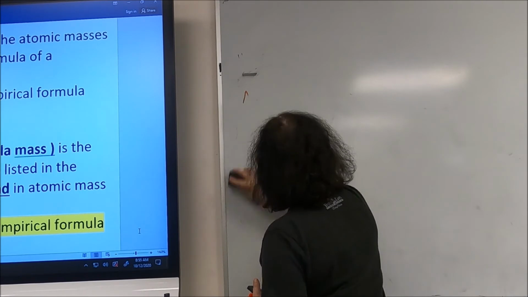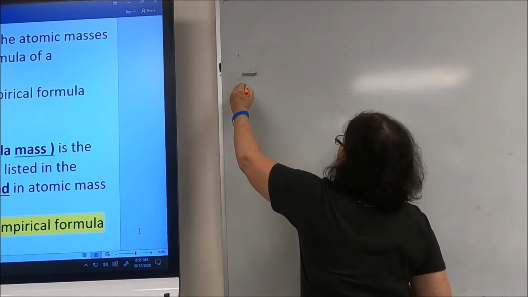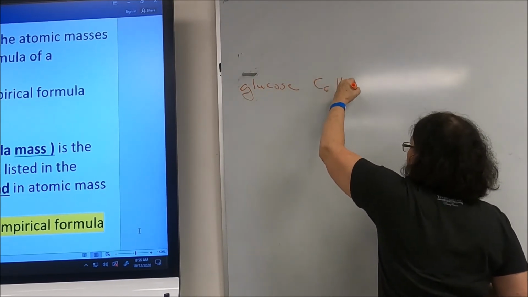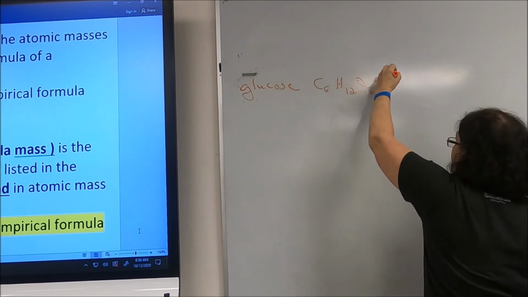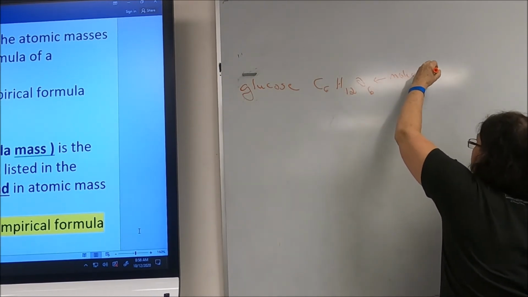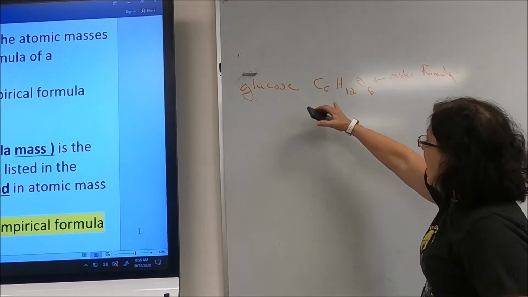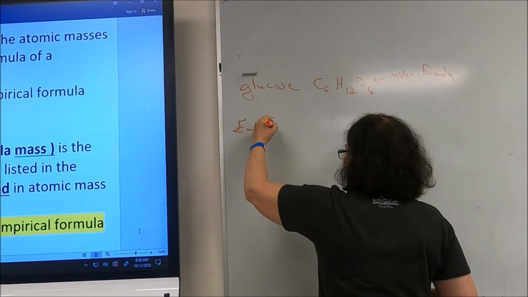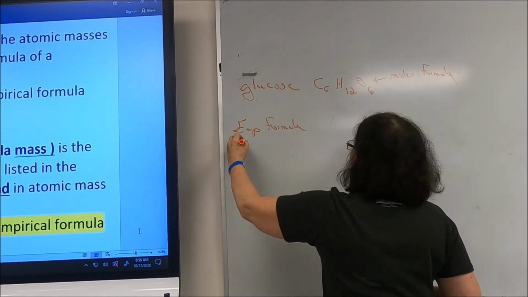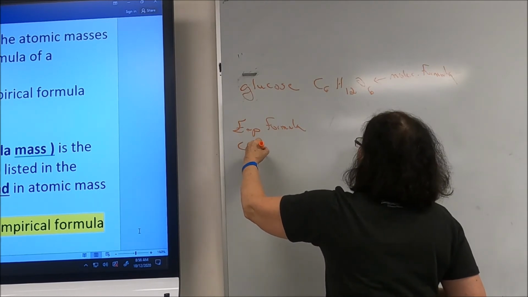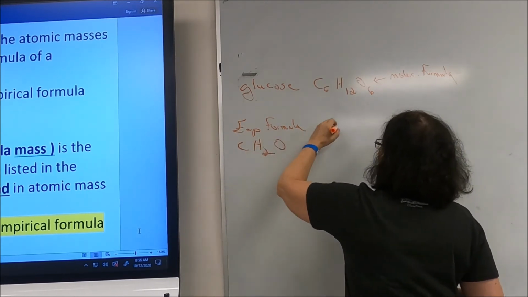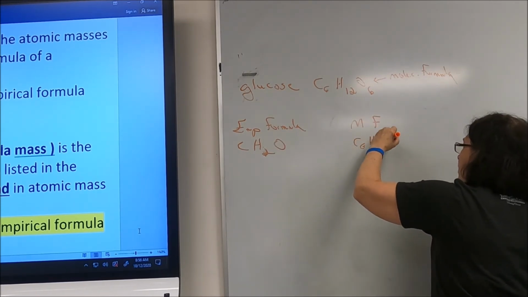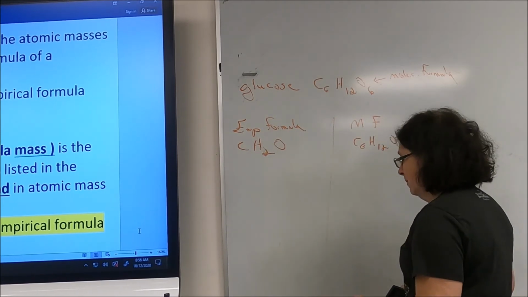let's look at glucose. Its formula is C6H12O6. Now this is a molecular formula. Notice that it's got a common factor of 6 in there. Its empirical formula is H2O. So its molecular formula, C6H12O6. Okay?